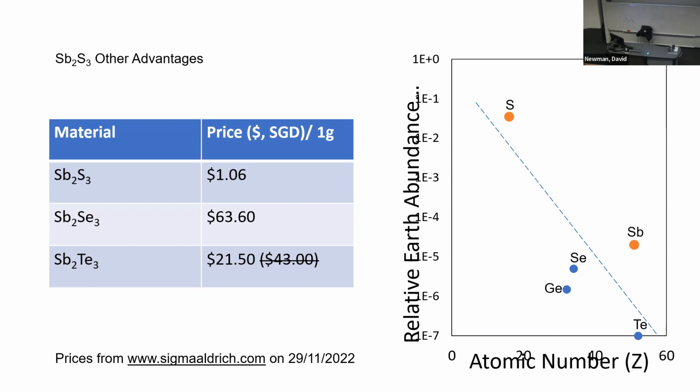Also the earth abundance. If I compare these materials, antimony and sulfur, out of all the contending phase change materials, are the most abundant materials on Earth. So it's sustainable in some way. So I like antimony sulfide.